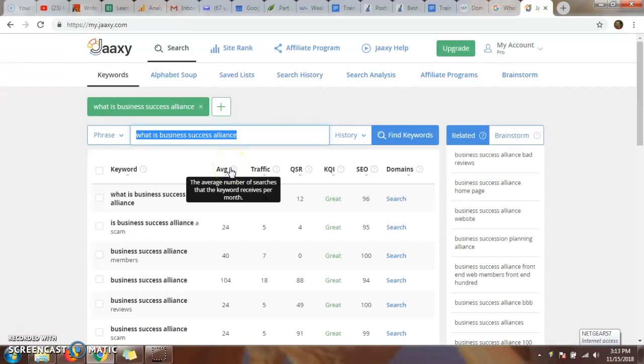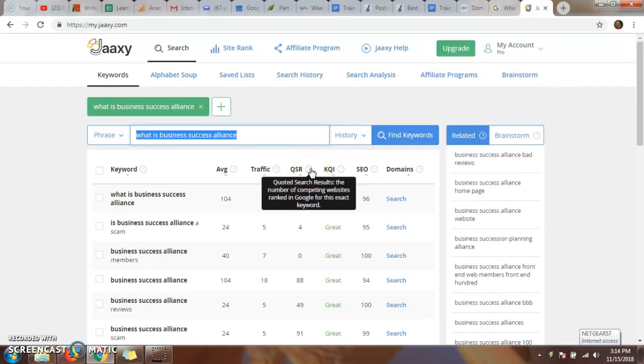This is the monthly average amount of searches this keyword phrase gets. This is the amount of traffic that a website theoretically should get if they're on the top spot in Google. And this is the QSR, the amount of competition that a specific keyword phrase has, so the amount of competing websites. The KQI is just an index of how good the keyword phrase is. Here we can see that all these related phrases are very good and easy to rank.